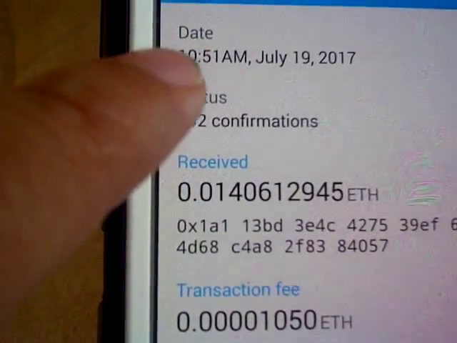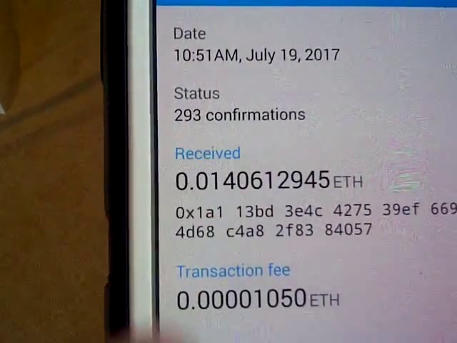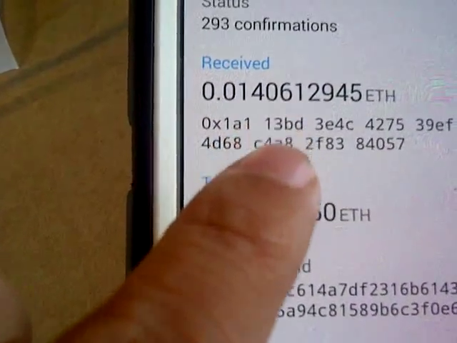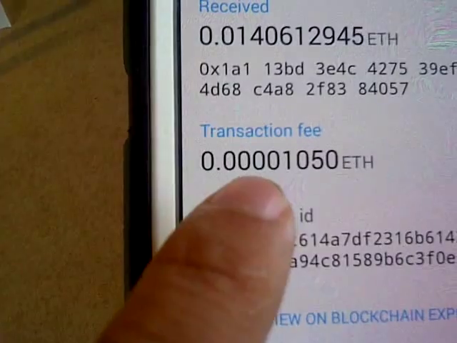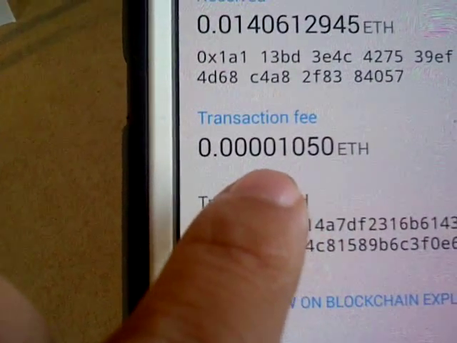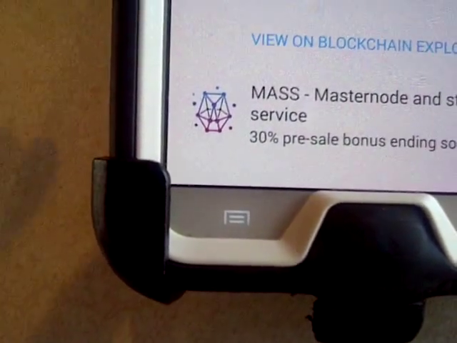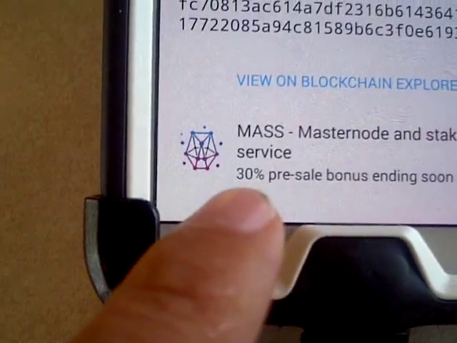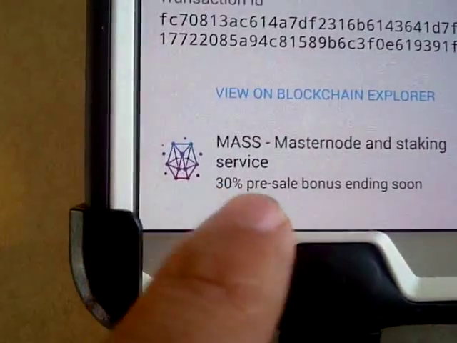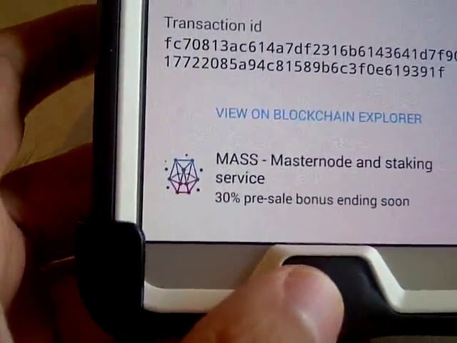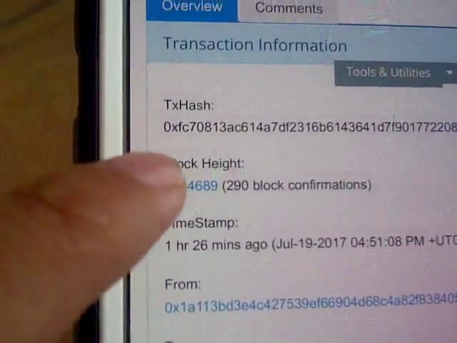It already has a date and time right there, and there's the status, which has 293 confirmations. You can see there's 1, 2, 3, 4 zeros, 105 ETH. It looks like they're putting an advertising service in here now. Anyways, they're advertising an ICO on this thing. I can't believe it. So it does confirm, and that's the confirmation right there.